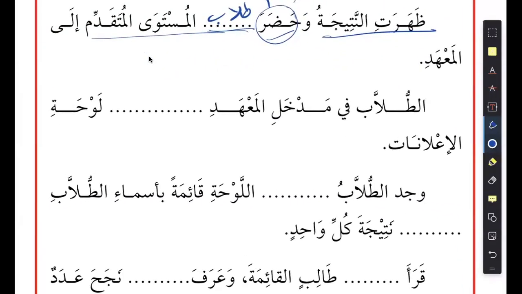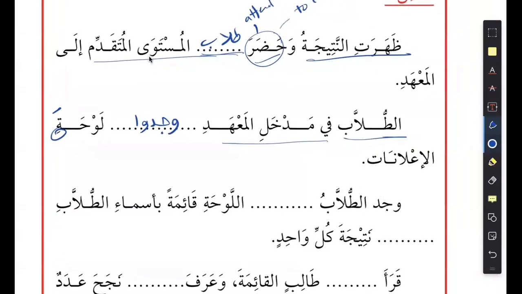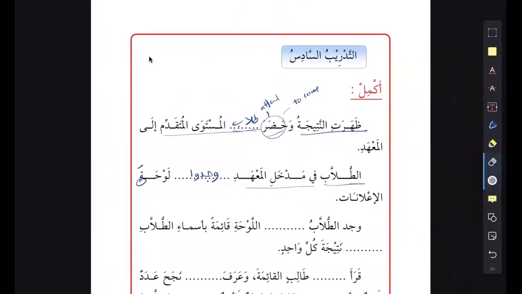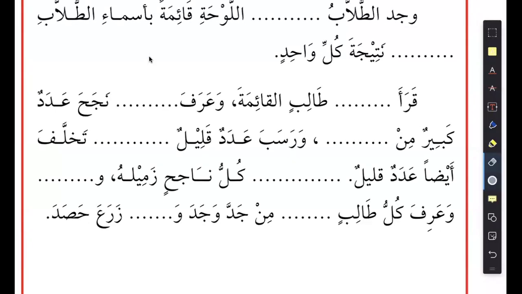Then we have الطلاب في مدخل المعهد. The students are in the entrance of the معهد. Okay, then we have لوحة الإعلانات. You can say وجدوا, they found, but the only thing is that I have to change this one kasra to fatha, and they found the bulletin board, something like that. For the rest, you can read through them and see how much you can understand. As I mentioned to you, some of them are a little bit tricky and might take time. If you can't get all of them, it's fine, as long as you go back and try your best. Reading them in itself will help you with your Arabic, inshallah.